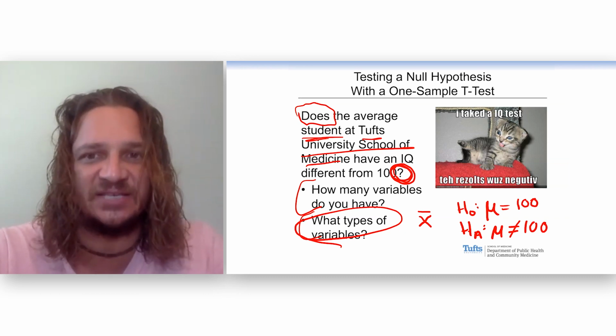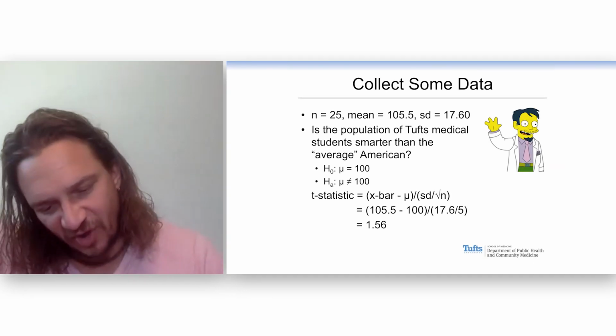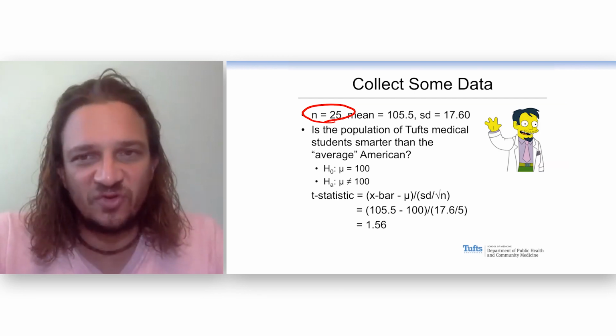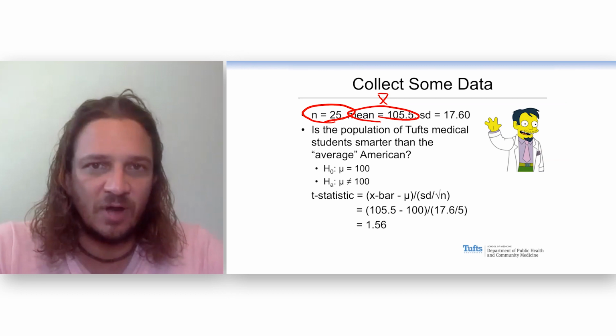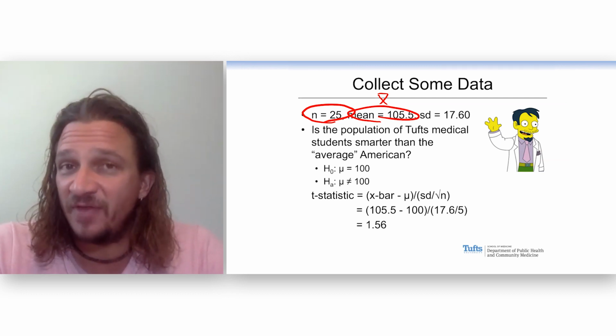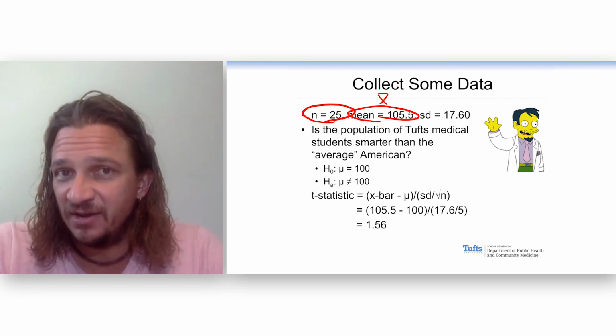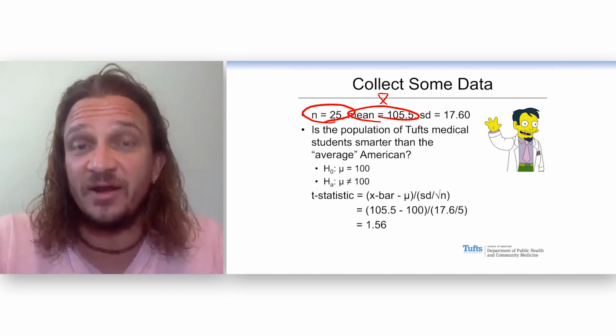So we set up these tests, hypothesis testing. We need to state these hypotheses. So you go out and you collect some data. So let's say we take a random sample of 25 medical students. We calculate their X bar, 105.5. Ooh, higher than the null hypothesis, right? This is interesting. So you start to think about, could this be statistically significant or not?